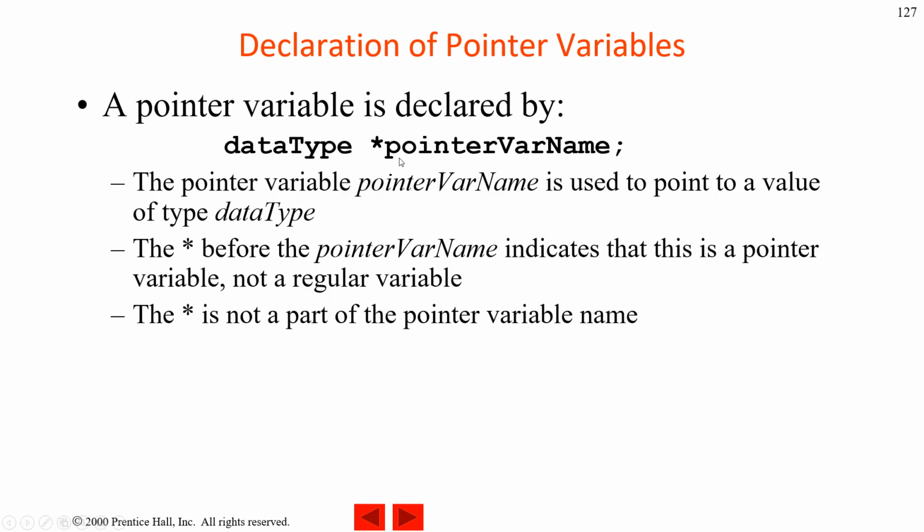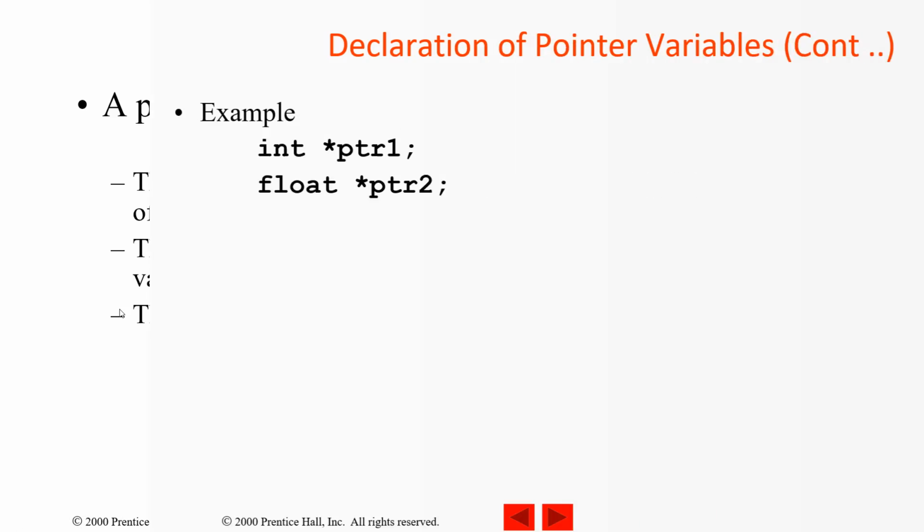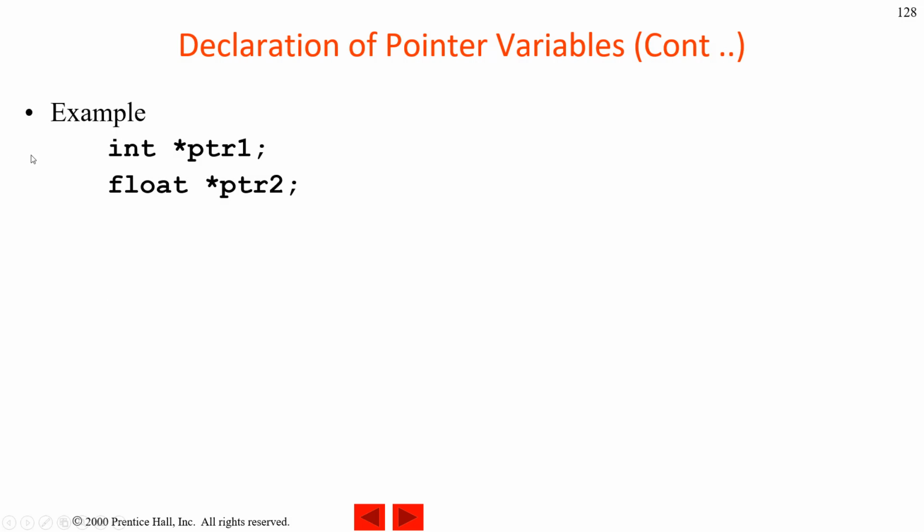It cannot contain a value. It means I cannot put pointer var name equal to 100. That's not going to be possible. But I can write pointer var name equal to FFF0. That will be possible. So it can contain an address but not a value. The pointer variable is used to point to a value. The asterisk before indicates that it's not the regular variable, but rather a pointer, but it is not part of the name. So here we have an example.